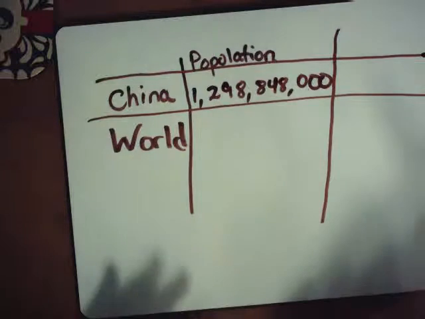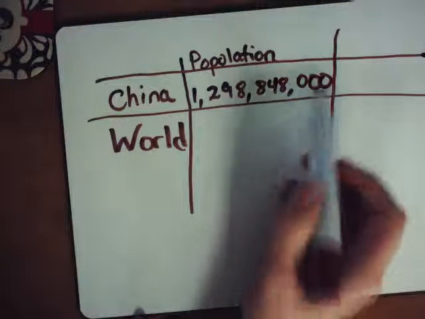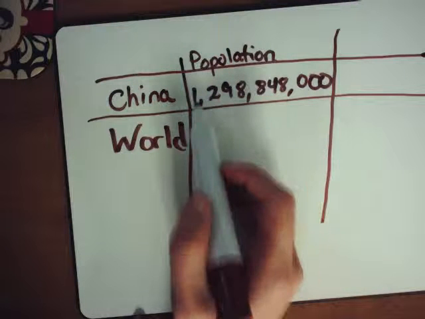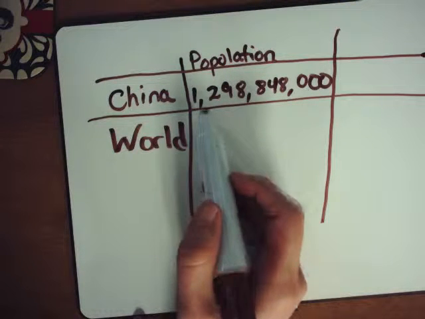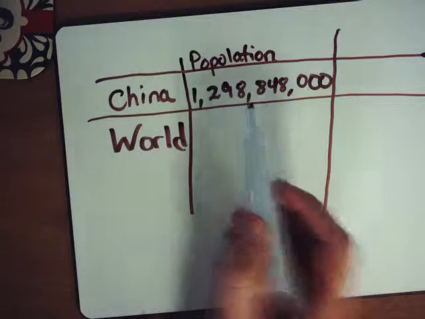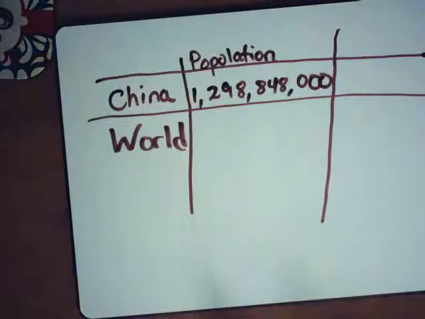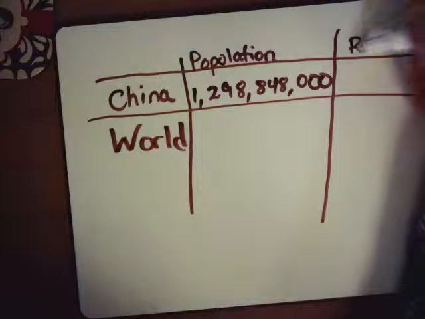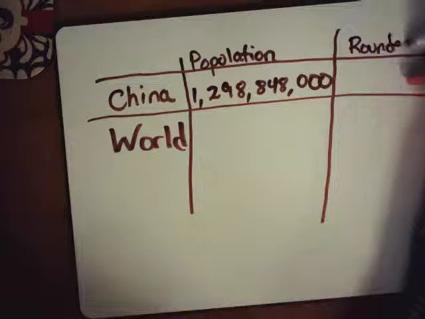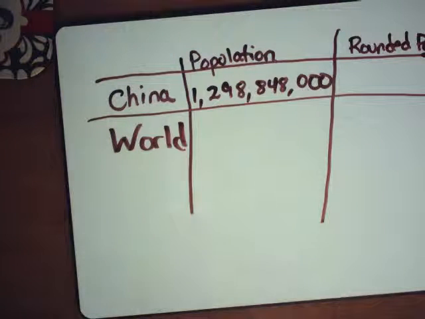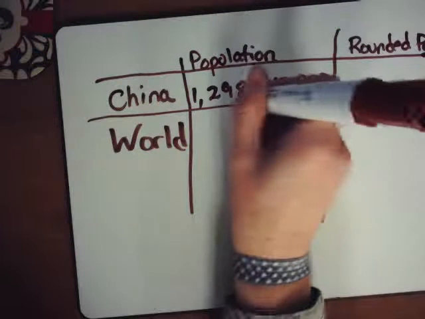Okay? So I've got thousand, millions, billions. So it's 1,298,848,000 right there. Okay? So we're going to round this. Rounded population. Let's round this to the nearest million.